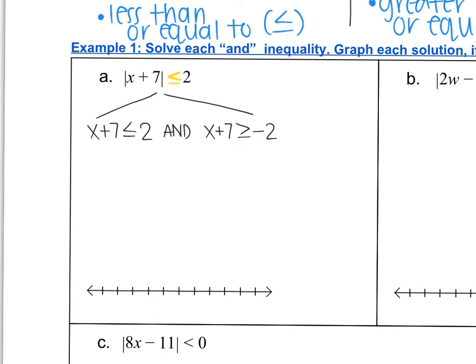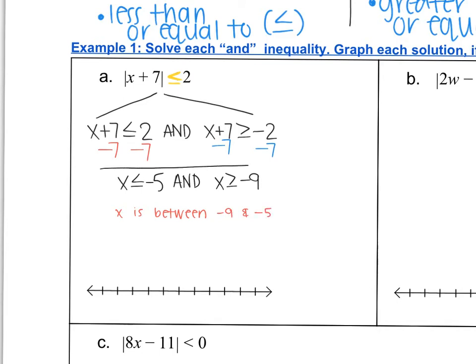Now we can solve both of these separately. So here I can solve by doing minus 7. I'll get x is less than or equal to negative 5. And then I'll solve the other one, also subtracting 7. x is greater than or equal to negative 9. Okay, so basically what that means is x is between negative 9 and negative 5. So there's my inequality.